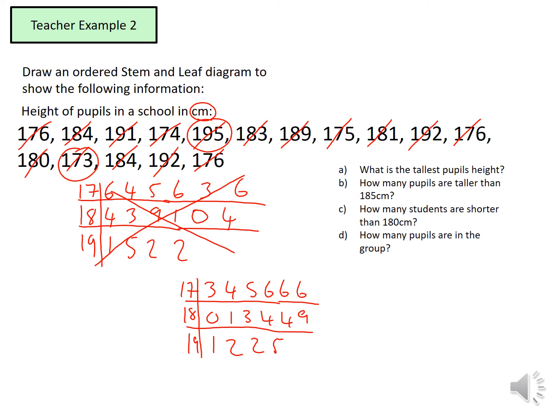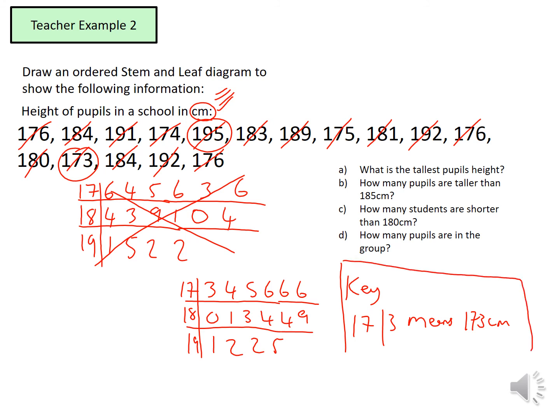Now I have ordered my stem and leaf diagram. The only thing missing is the key. So I will draw my key so we know how to read off the diagram and what each number represents. So 17/3 means 173. Now remember, we are dealing with height, so the units are centimeters. So put in centimeters, and then draw a box around my key. I have drawn my ordered stem and leaf diagram.